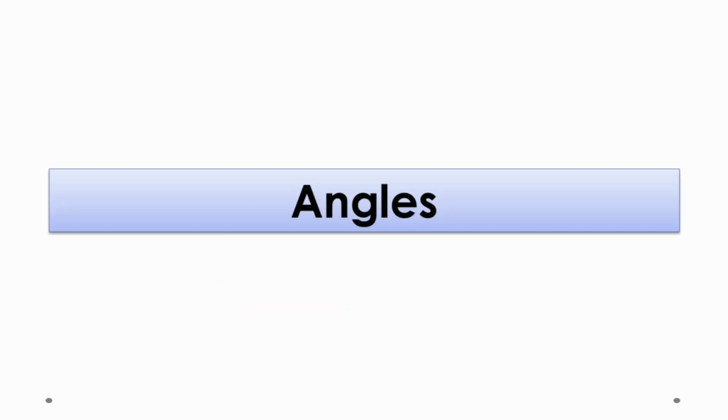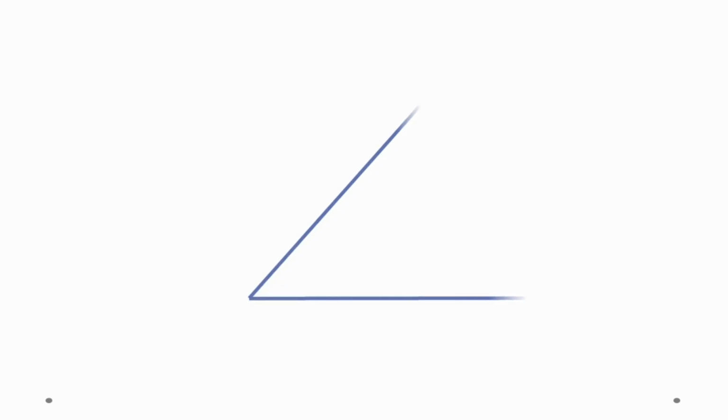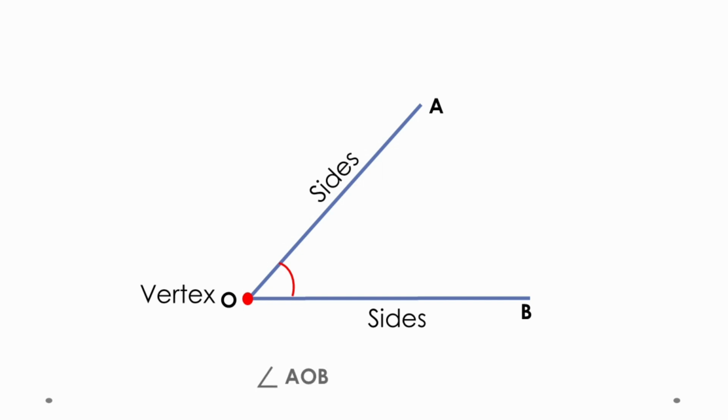Now, let's talk about angles. When two rays originate from a common starting point and go in different directions, an angle is formed at the point of origin of these two rays. These two rays A and B forming this angle are called sides or arms, and the common point of origin O is called the vertex of the angle. This angle can be named as angle AOB or angle BOA.